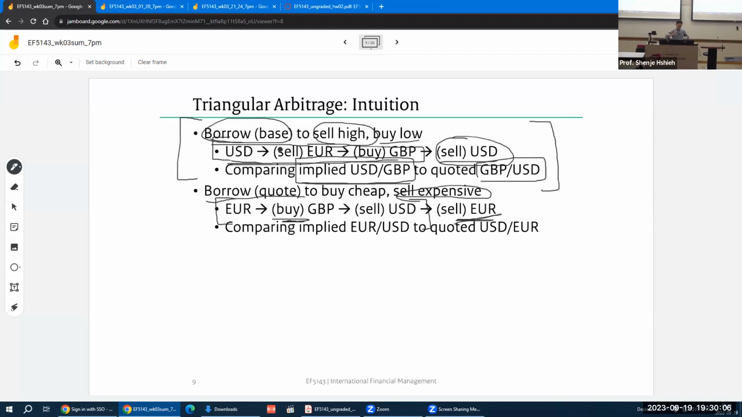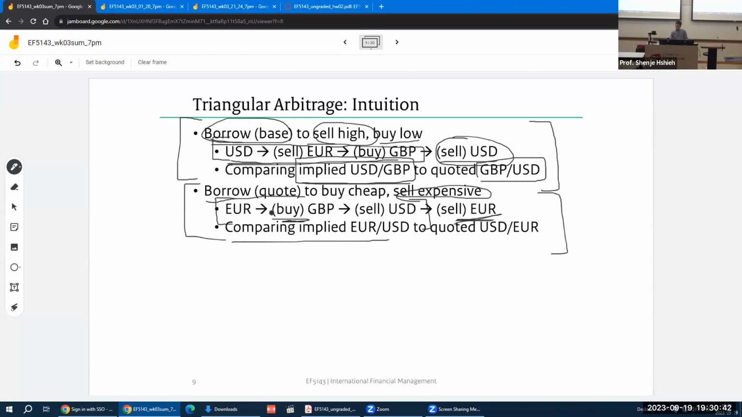So again, to compare with the first strategy, which is to exploit the actual price of the foreign currency or the underlying currency, in this way it's more indirect. You're borrowing the currency that is stronger, right? And seeing if you can exploit its strength using an implied quote to buy something at a cheaper price and then sell it back at a more expensive price, right?